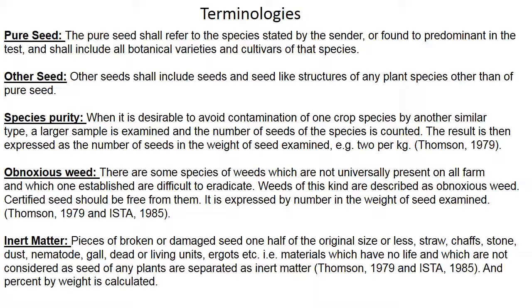Species purity. When it is desirable to avoid contamination of one crop species by another similar type, a larger sample is examined and the number of seeds of the species is counted. The result is then expressed as the number of seeds in the weight of seed examined, example 2 per kg.